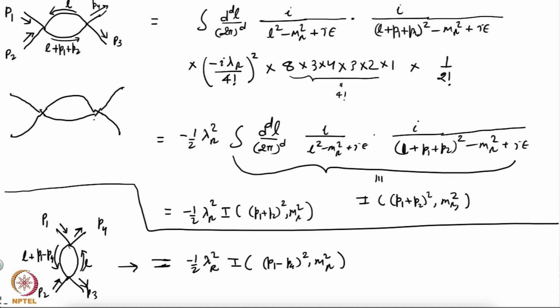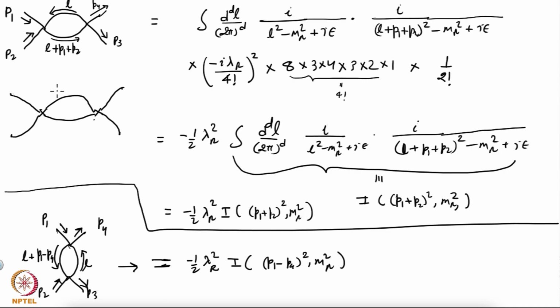Okay, so let me write it down here neatly, all the three. So you'll have the third diagram as well, which is this one, and it's obvious that instead of P1 minus P4, you'll get P1 minus P3. Okay, you can assign the momenta and check for yourself that that's what you are going to get. Okay, so let me write it down.